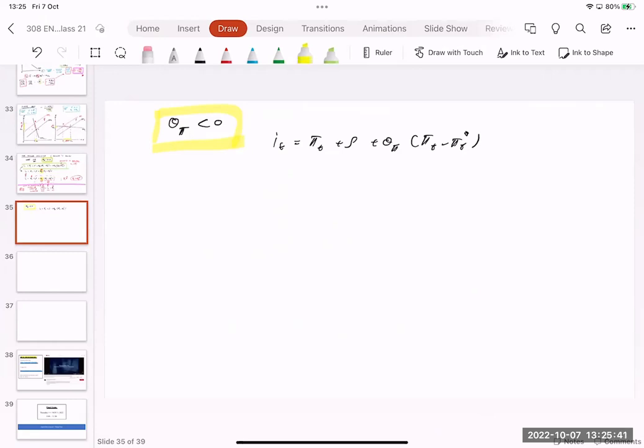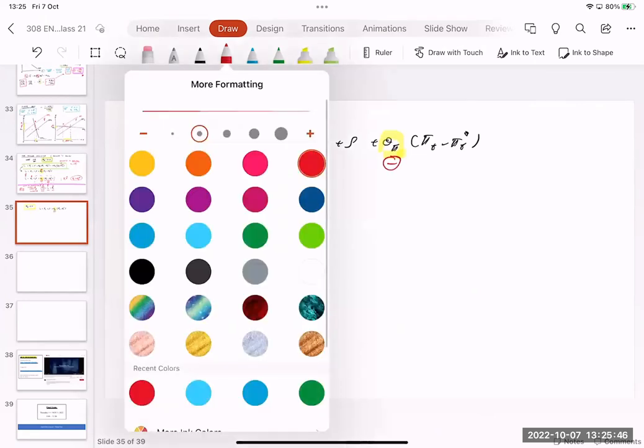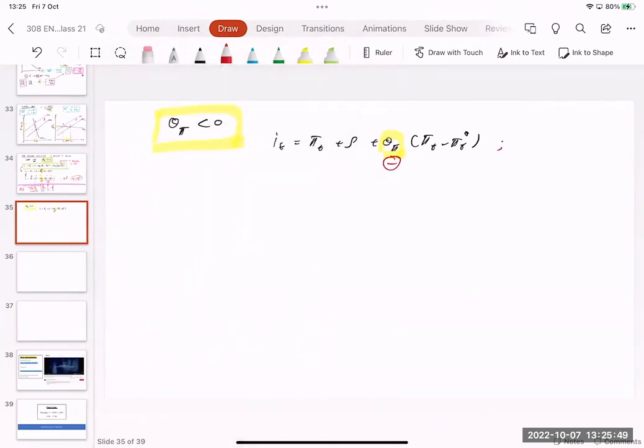Okay. If theta pi is less than 0, or negative, when you have an inflation problem, inflation goes up, inflation is greater than the inflation target, so this bracket is positive. You can see that positive and negative, when you multiply them together, become negative. So it means that when inflation becomes higher, there is going to be a negative term on the right, which means the nominal interest rate is going to increase by less.